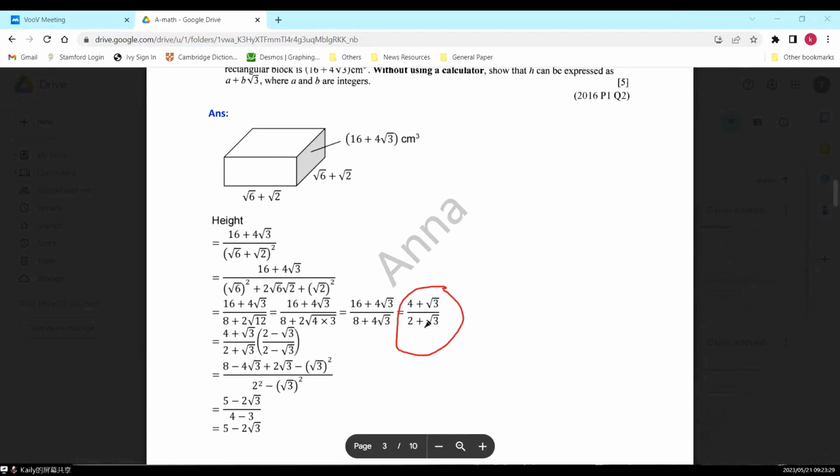Meaning if this is a 2 plus square root 3, then you will times a 2 minus square root 3. Why is that the case? We are making use of the rule: a plus b, a minus b equals a square minus b square.